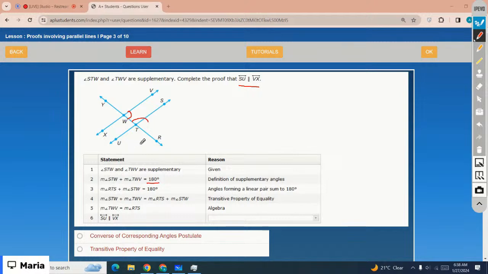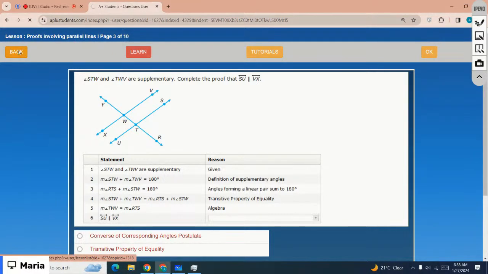That means then RTS plus STW, they have the sum of 180 degrees, right? So they are equal. That means SWV equals RTS. So that is the converse of the corresponding angle postulate. Option number 1 is the correct option. Got it? Okay, you can complete the lesson by yourself later today.